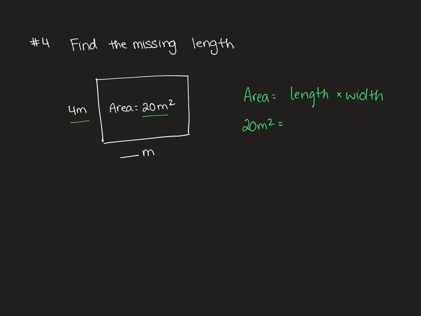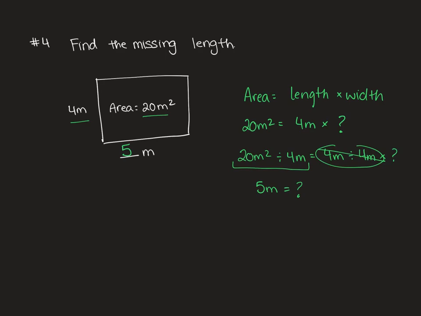Do we know what the length is? 4 meters. And do we know what the width is? No. How can we get the question mark by itself? So we'll need to divide both sides by 4 meters. So when we do this, 20 meters squared divided by 4 meters is 5 meters. And then 4 divided by 4 is 1, so that cancels out, so we're just left with our question mark. So our missing side is 5 meters.